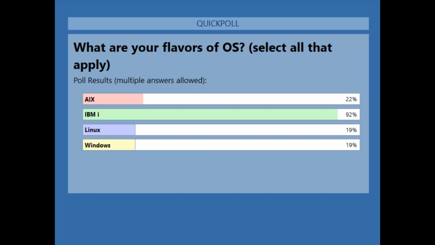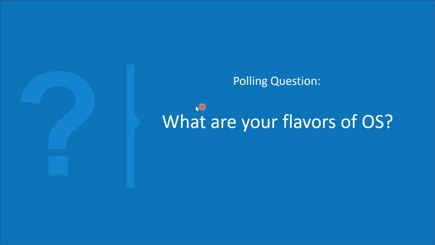So let me close this poll and show you the results here. It looks like 92% of you have IBM i, but then another 22% with AIX, almost 20% with Linux, and 20% with Windows servers alongside their IBM i. That's pretty typical. So all right, thank you for answering that polling question.